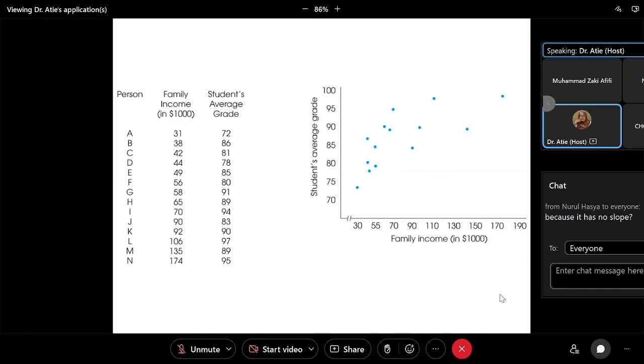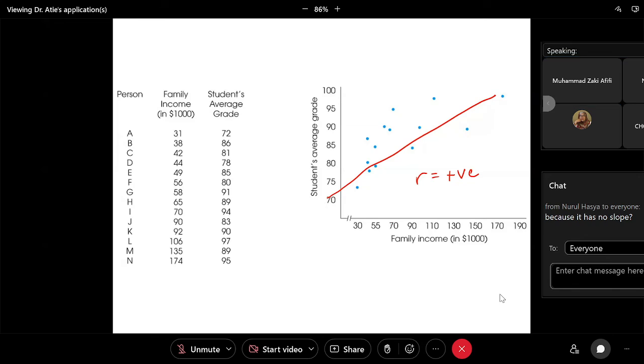So what do you think? Is there any relationship or not? I think it has a relationship. Okay, what type of relationship? Positive or negative? Positive relationship. Okay, if we draw a line, it should be something like this, and the relationship is positive. So when we say the relationship is positive, it means that if the income, this is our x, and this is our y, increases, then the student average, CGPA, also increases.